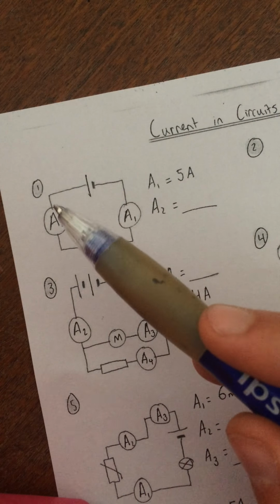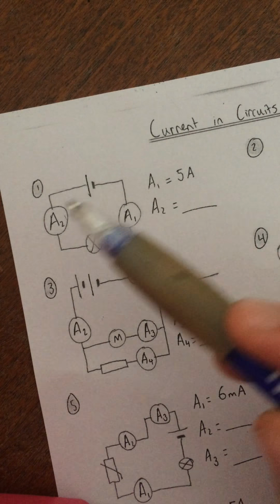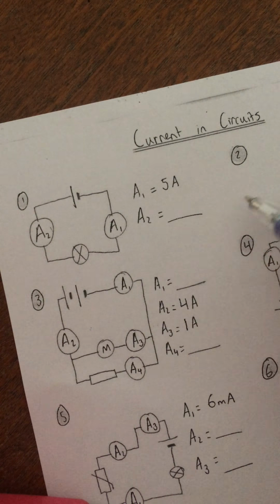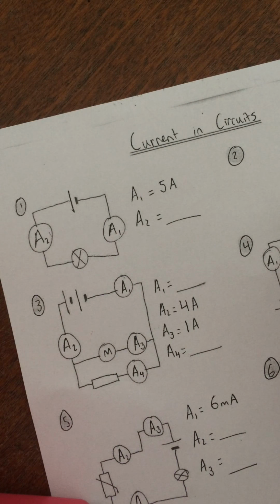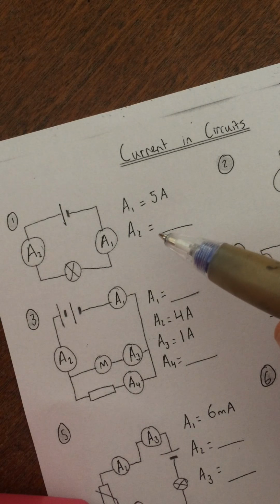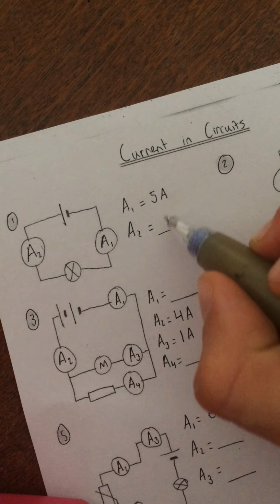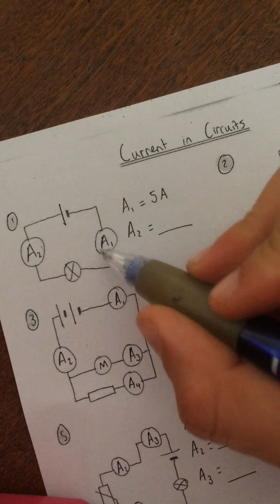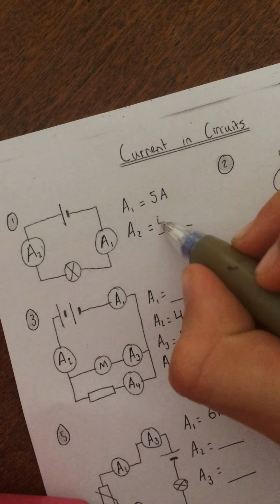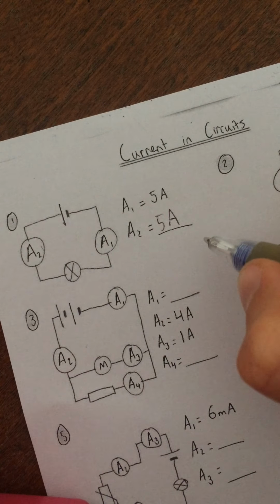So circuit 1 is a series circuit because there is just one loop of wire. The rule for current in a series circuit is that current is always the same at any point. So if it's 5 amps at ammeter 1, remember an ammeter measures current, then in ammeter 2 it must also be 5 amps.